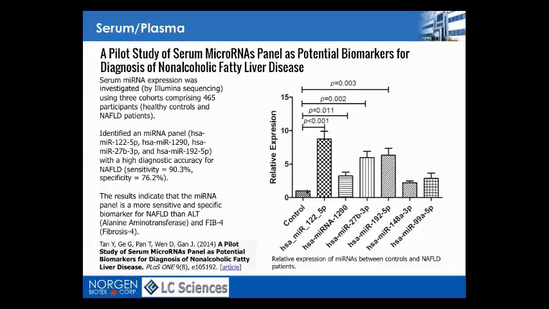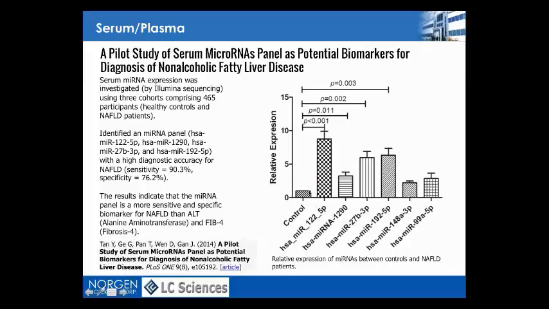Another sequencing study by Tan et al. was a study of human serum, comparing regular healthy individuals versus those suffering from NAFLD, which is non-alcoholic fatty liver disease. And the result of the overall profiling using sequencing was that you can use 4 specific microRNAs that are listed here to diagnose the disease, with very high sensitivity and very high specificity. Sensitivity over 90% and specificity around 76%.